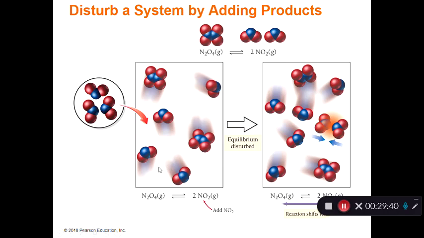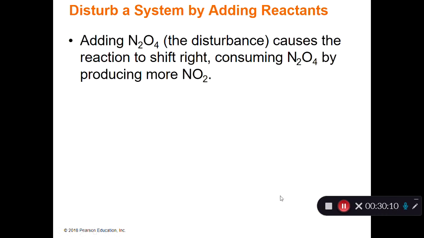This is the example you are going to see in your diagram. N2O4, NO2. As you see here, we are going to add NO2. Whenever we add NO2, they are going to combine and make N2O4. That is why we see more N2O4 in the system.